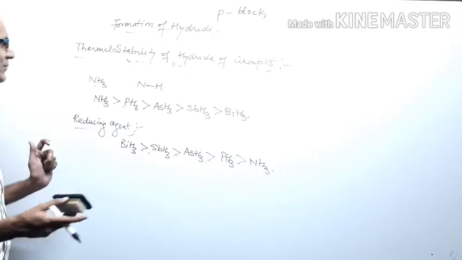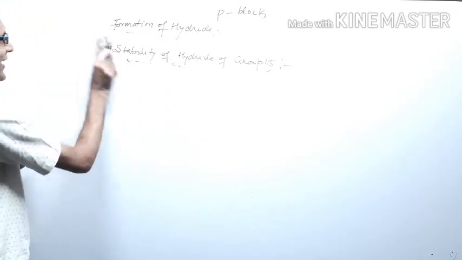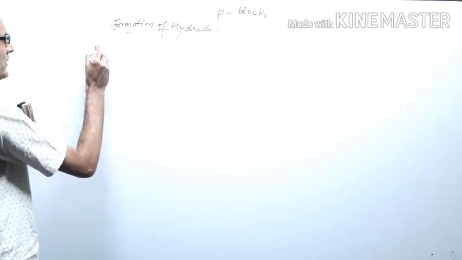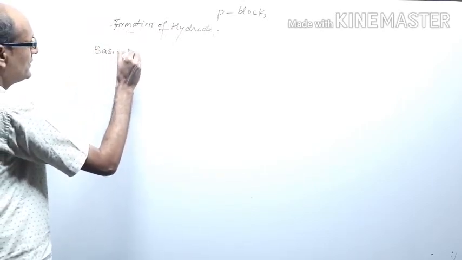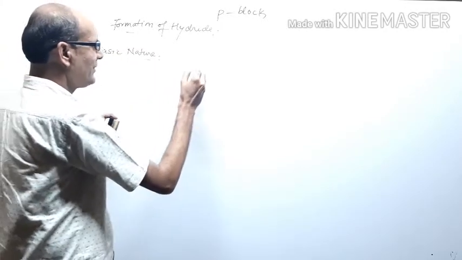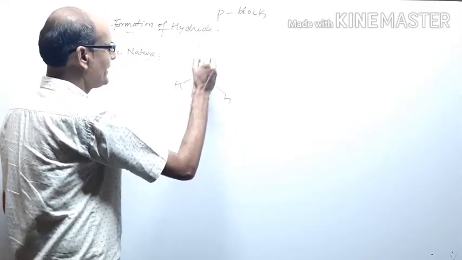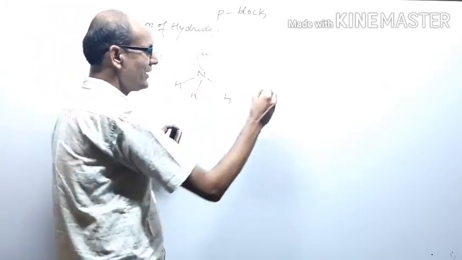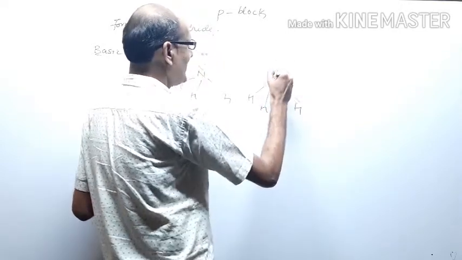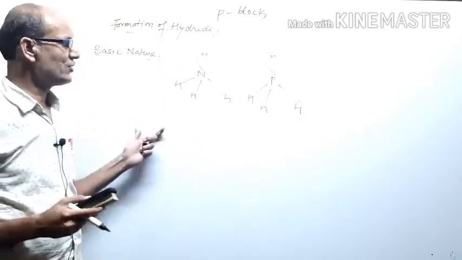Now the next property, basic nature. As we know, all the group 15 hydrides contain a lone pair of electrons. Ammonia contains a lone pair of electrons. Similarly, phosphine also contains a lone pair of electrons. That means they are Lewis bases because they can donate a pair of electrons easily.